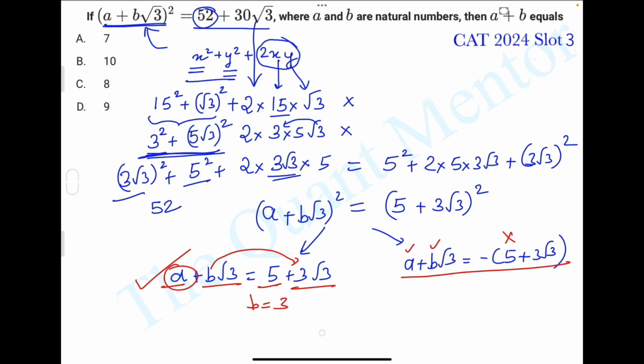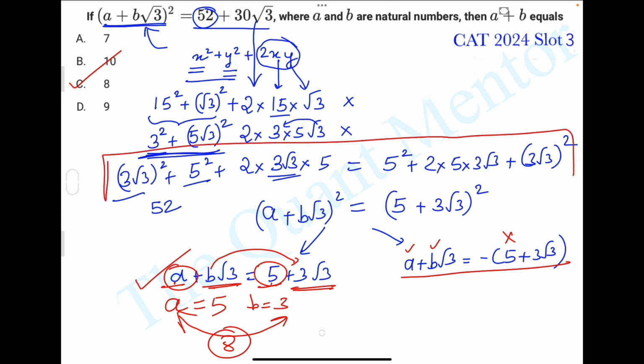I'm comparing the rational and the irrational parts. So again I'll get a is equal to 5. If a is 5 and b is 3, a + b will be 5 + 3, which is 8. The answer to our question, option C, that is 8. So it's a very simple question. If you can just do this part visually, you will save a lot of time.